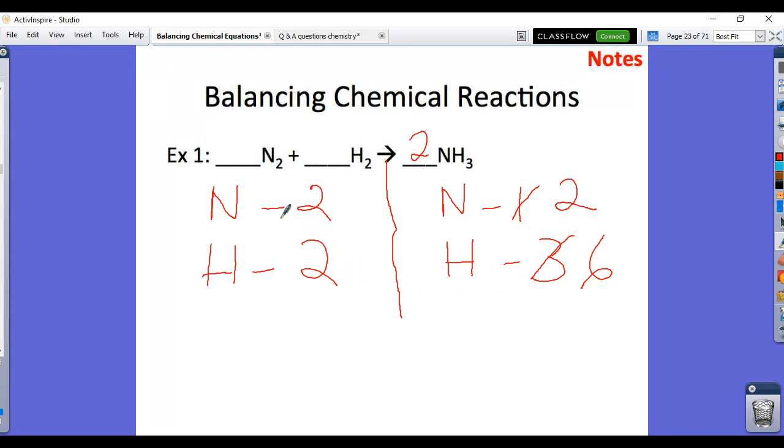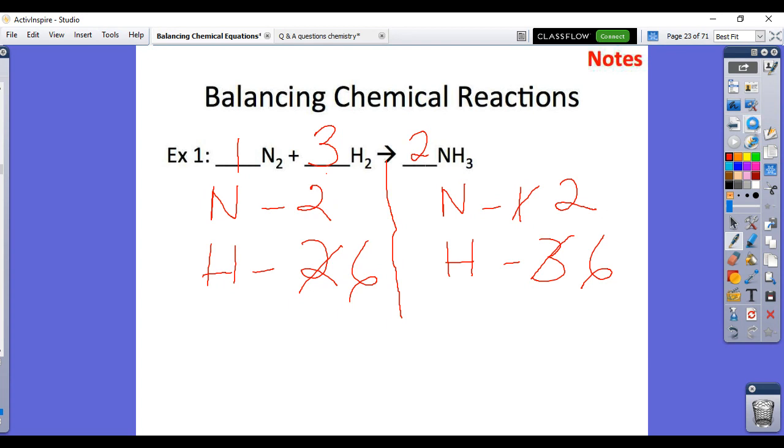So now I come over here, my nitrogen on the left and my nitrogen on the right are equal, but now my hydrogens are unbalanced. So I need to put something here. What number times 2 will give me 6? That gives me a 3. So 3 times 2 gives me 6. So now we have a balanced equation. You don't have to put a number in the blanks, but sometimes as spacers we'll just put a 1. That's the same thing because 1 times 2 is still 2.